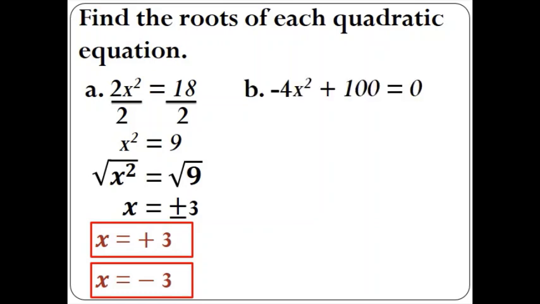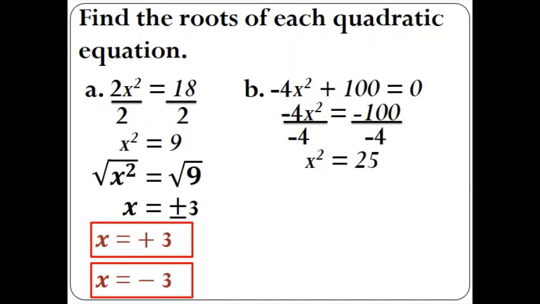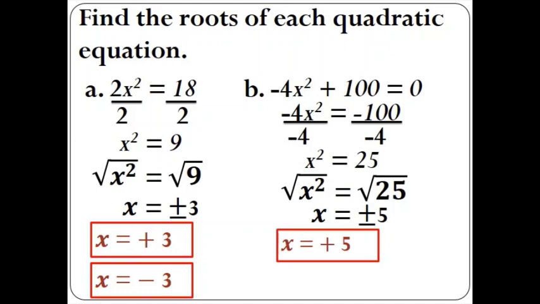So another example, we have negative 4x squared plus 100 is equal to 0. So first, transform the given equation into the form x squared is equal to c. So ganyan. Positive 100 transpose sa right side, nagiging negative 100. Divide both sides of the equation by negative 4, then extract the square root. So extract the square root, and the answers are x is equal to positive negative 5, or x is equal to positive 5, or x is equal to negative 5.